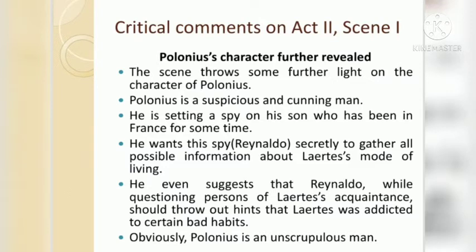He even suggests that Rinaldo, while questioning persons of Laertes' acquaintance, should throw out hints that Laertes was addicted to certain bad habits. Obviously, Polonius is an unscrupulous man. In this character, Polonius is revealed to be a man without any ethics, without principles. He is an unscrupulous man who is willing to adopt any means for his own good, even if it means killing his son's reputation. So that is the general nature of Polonius.